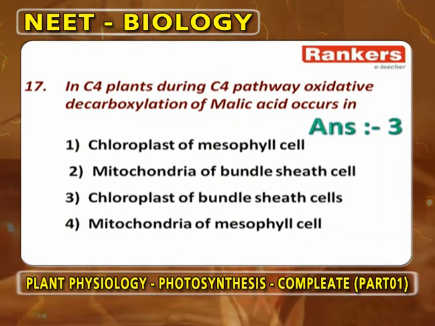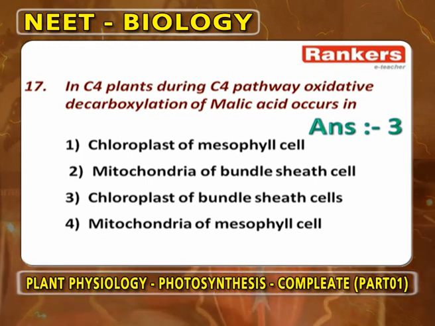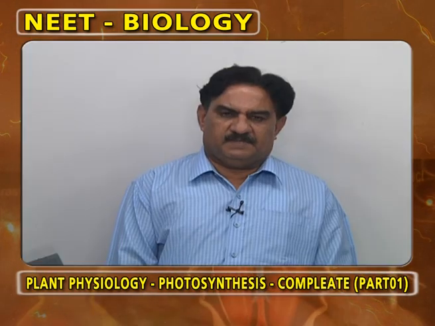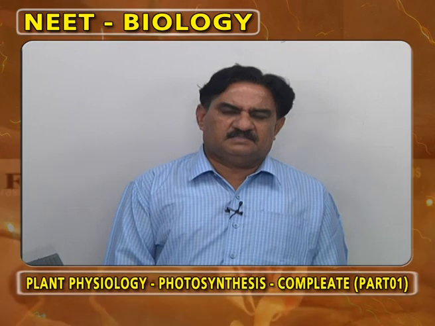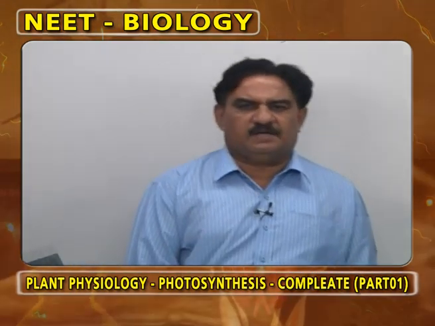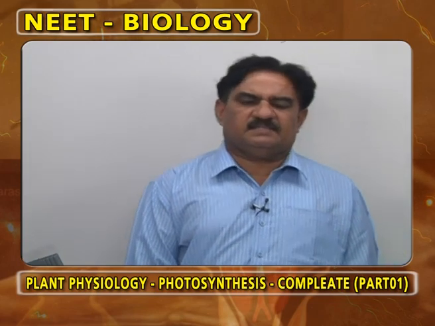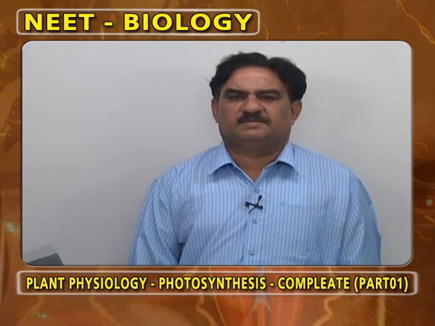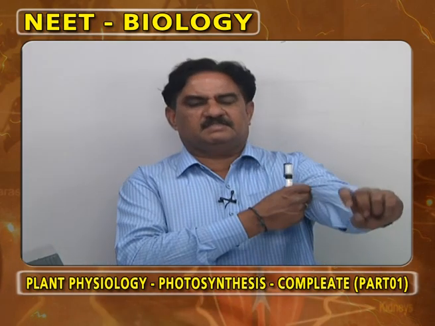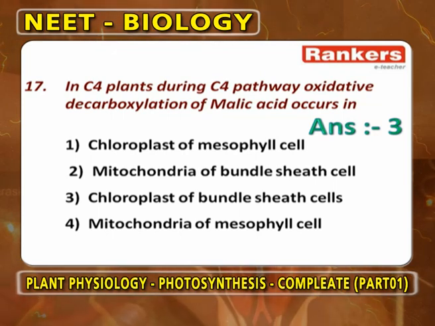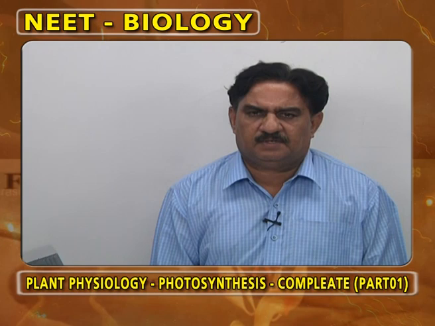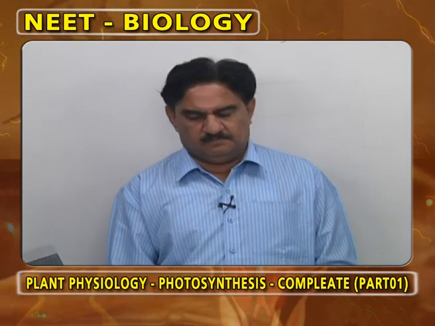In C4 plants, during C4 pathway, oxidative decarboxylation of malic acid occurs. In C4 plants, the process starts in the lumen of mesophyll cells. What happens? PEP takes carbonate ions and becomes oxaloacetic acid. Oxaloacetic acid sometimes undergoes transamination and converts into aspartic acid. But most of the time, oxaloacetic acid moves from lumen of mesophyll chloroplast to mesophyll cells. Here it undergoes reduction and converts into malic acid. Malic acid now moves from mesophyll cells to bundle sheath cells. In the bundle sheath cells, malic acid undergoes oxidative decarboxylation to produce pyruvic acid.